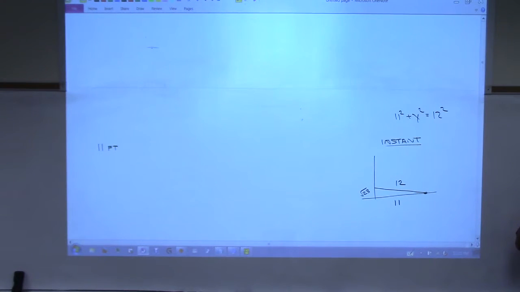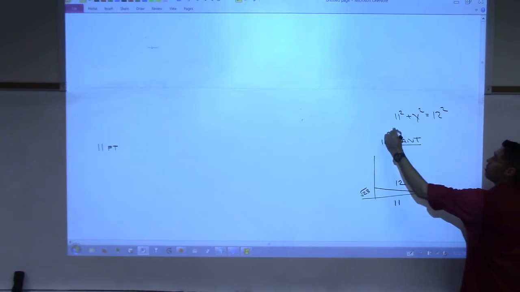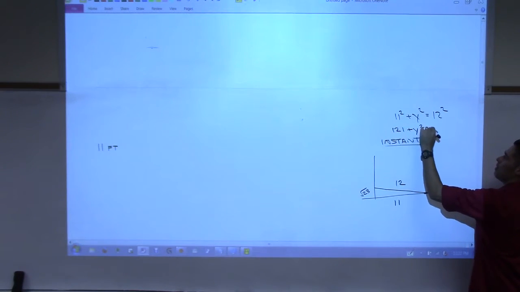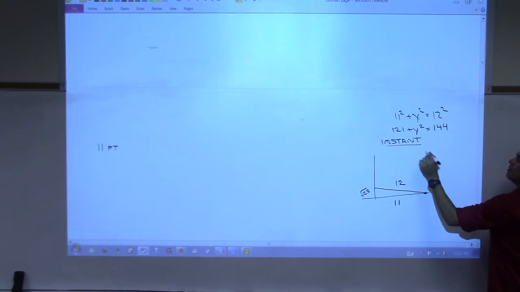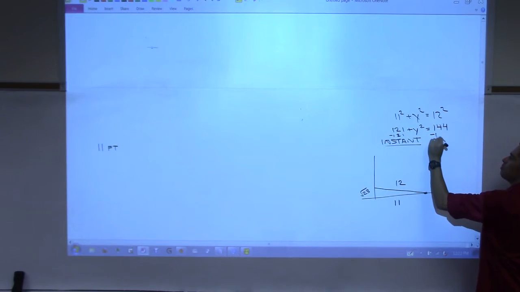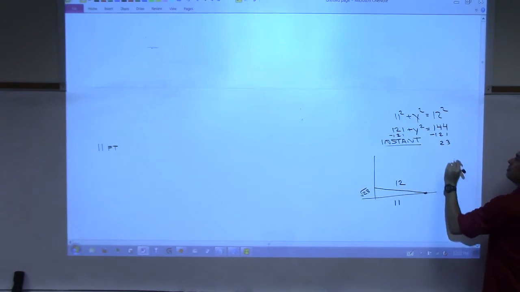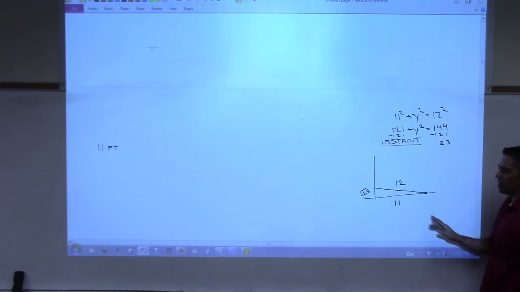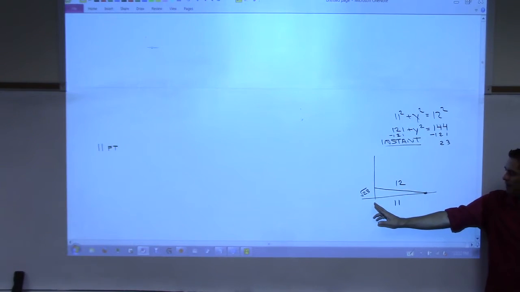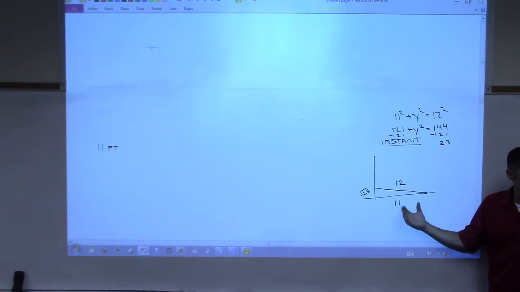Actually, never mind, I think I get where you get the square root of 23. So this is 121 plus y squared equals 144. Okay, now I see it. Subtract 121 from both sides, that's 23, and take the square root of both sides. Okay, so that's this, right? That's the only thing that changes. Everything else is the same.